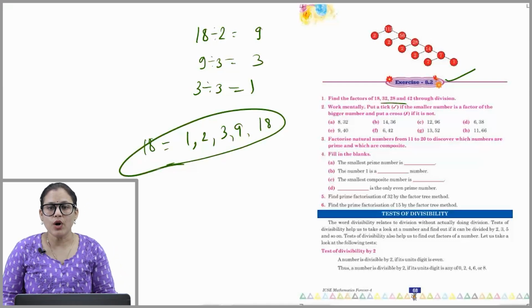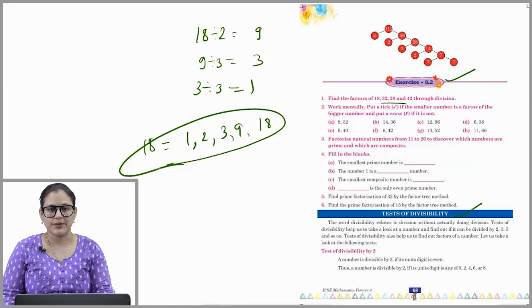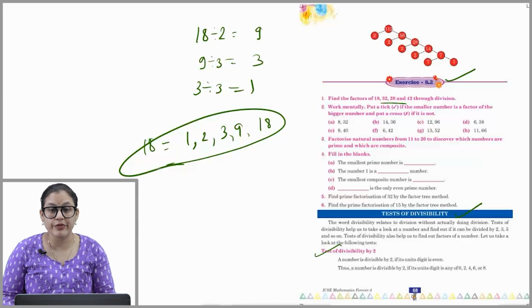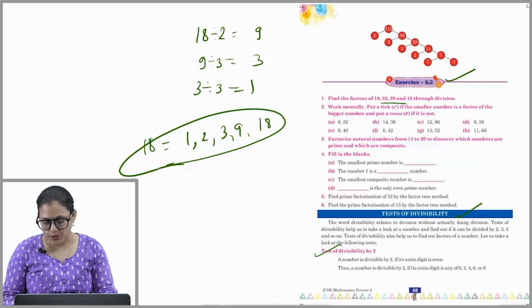Test of divisibility. The word divisibility relates to division without actually doing division. Tests of divisibility help us to take a look at a number and find out if it can be divided by 2, 3, 5 and so on. Tests of divisibility also help us to find the factors of a number. Let us take a look at the following tests. Test of divisibility by 2. A number is divisible by 2 if its unit digit is even. Thus a number is divisible by 2 if its unit digit is any of these, that is 0, 2, 4, 6 and 8.